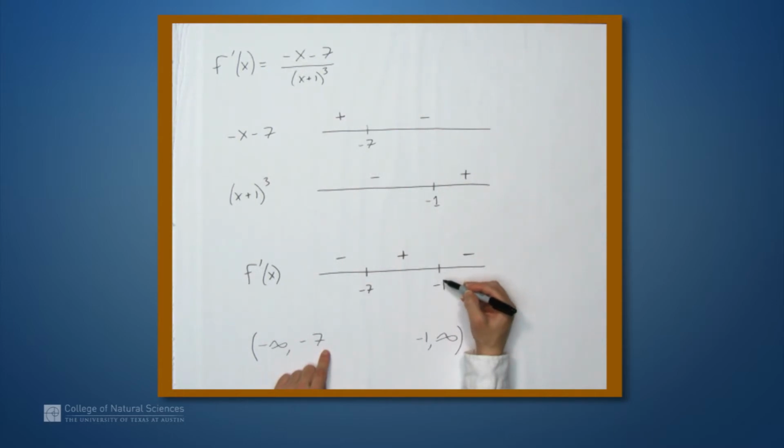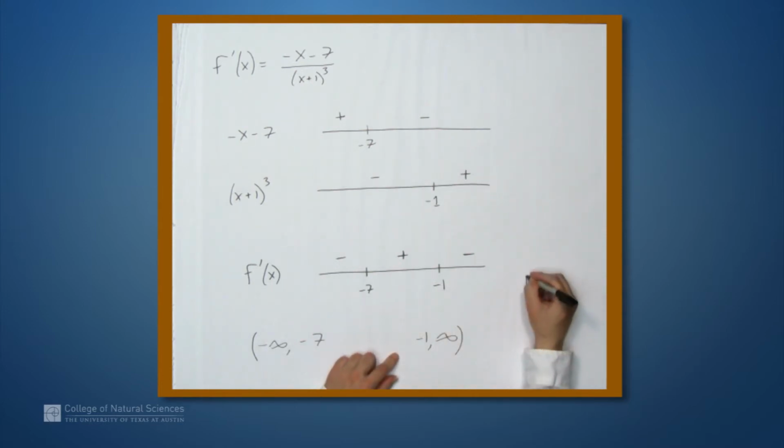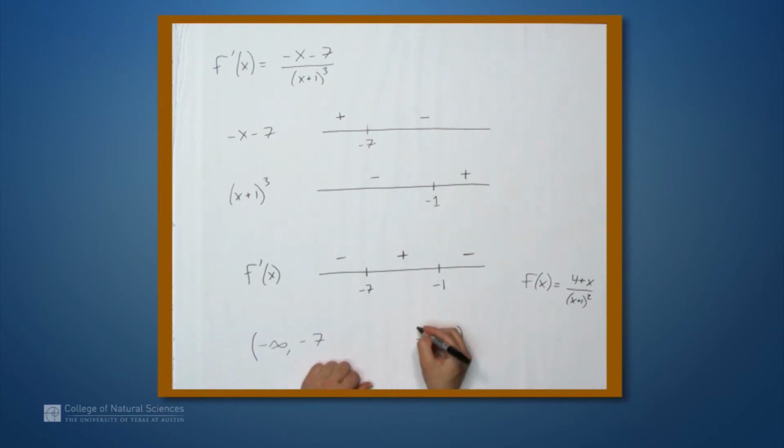The easy one in this case to figure out is -1. The reason being that, remember, f of x had (x + 1) squared in the denominator. And if x equals -1, x + 1 is 0. So that denominator becomes 0. Let me write down f of x, remember, f of x is (4 + x) over (x + 1) squared. So -1 is not in the domain of f. So we certainly can't talk about f increasing or decreasing at -1.